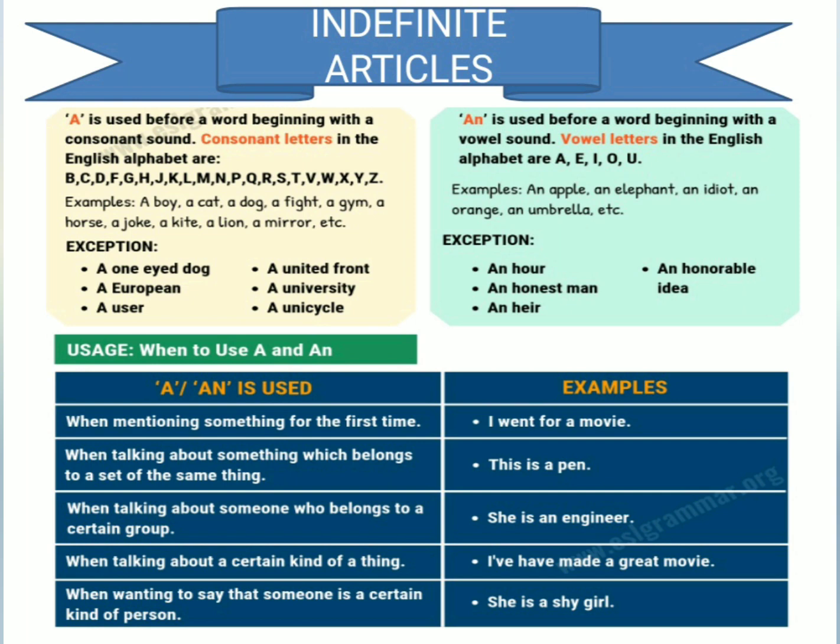You know very well what the articles are: a, an, and the. So the indefinite articles are a and an. You know very well that a is always used before a consonant sound and an is used before vowel letters. Except this, they are also used with sounding words, as given in the table.